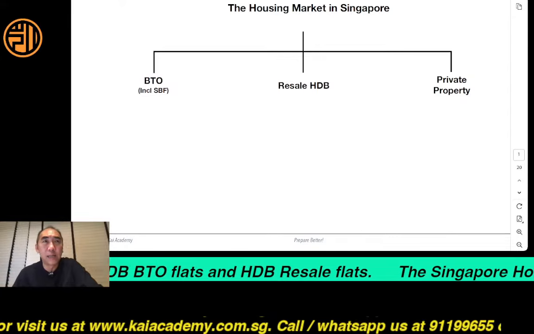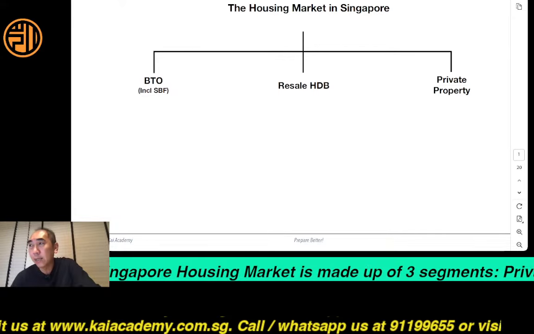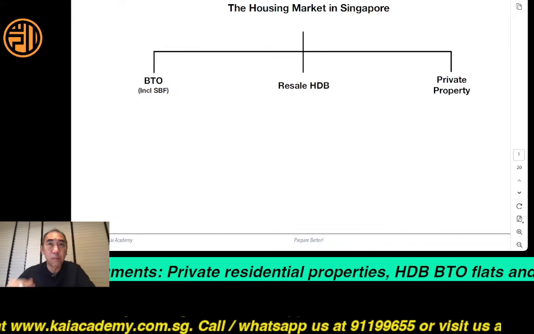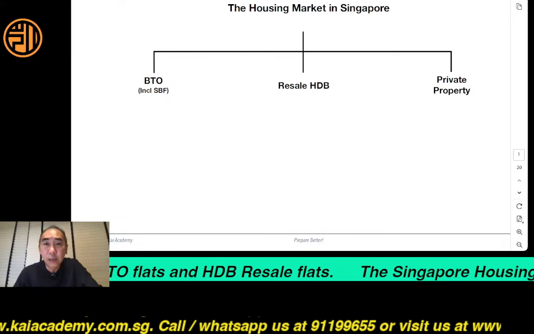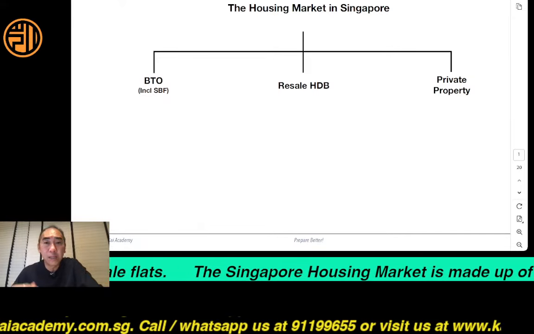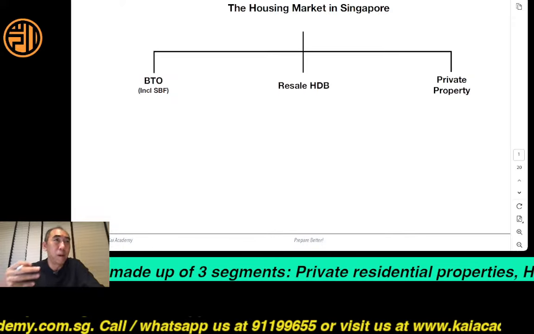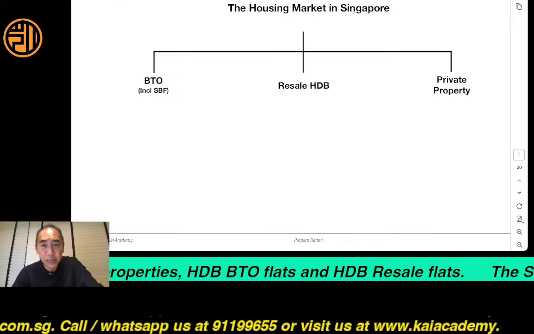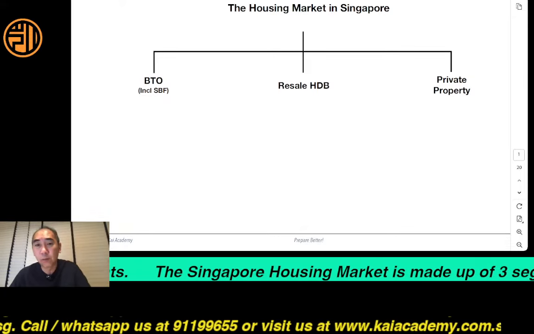Basically, BTO flats are the newly built flats by HDB and put up for sale. Then the second segment of the market is called the HDB resale market. These are people who have bought HDB and then they are selling it as a second-hand flat. And the third and last segment of the market is the private property market, which includes basically all your private residential property, including private apartments, condos, and your landed property as well. So these are the three main areas of the market.